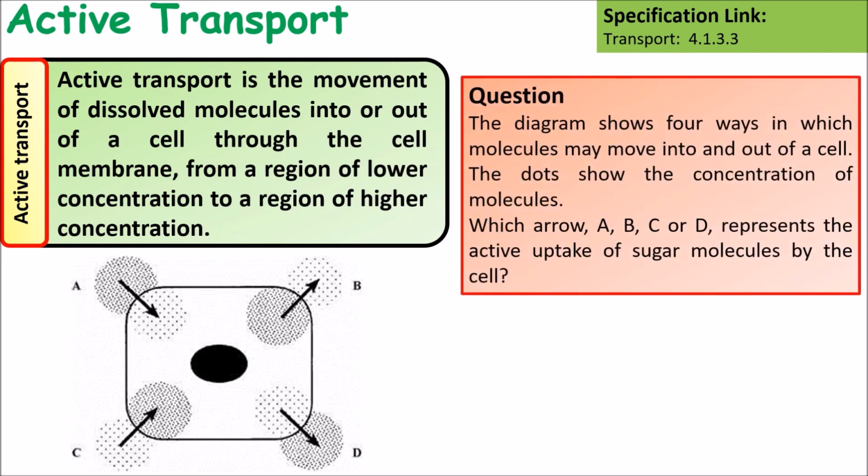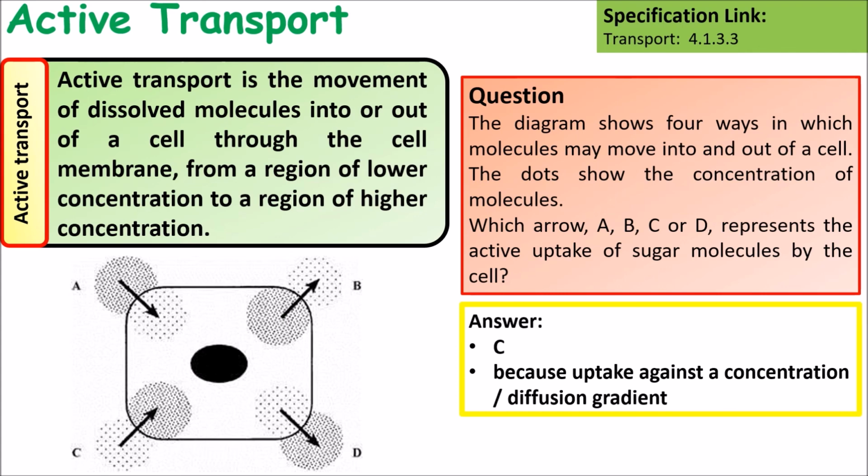So if we have a look at this question, a diagram shows 4 ways in which molecules may move in and out of the cell. The dots show the concentration of the molecules. Which arrow A, B, C or D represents the active uptake of sugar molecules? It's going to be C, because you can see that the concentration outside of the cell is a lot lower than the concentration inside of the cell.